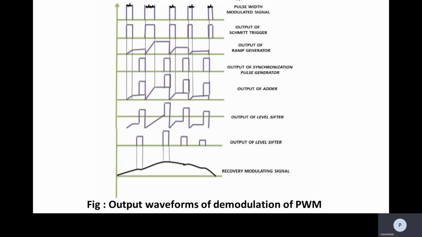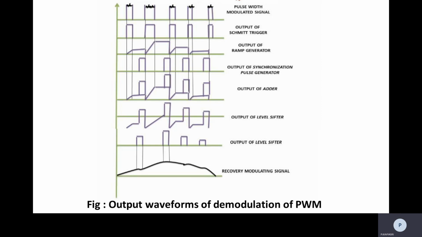So you can clearly observe the waveforms. The first one is a PWM signal, which is a pulse width modulated signal. The second one is the output of a Schmitt trigger. You can see here in the second waveform, that is the output of a Schmitt trigger. And the third waveform is the output of a ramp generator. So it generates a ramp signal.